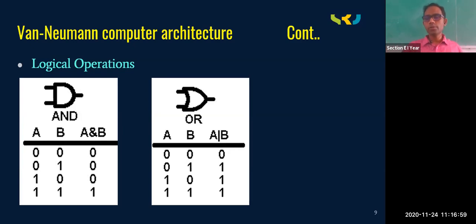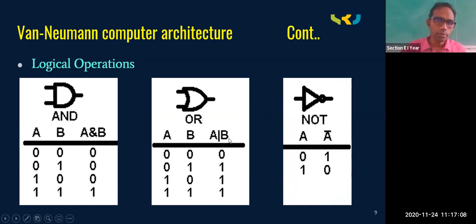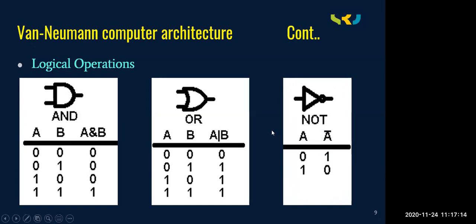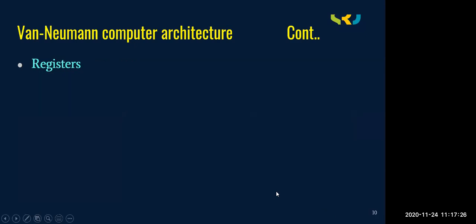Okay. Let us go to the NOT operation. NOT operation is equal to 1's complement. 0 becomes 1, 1 becomes 0. So this is regarding the three logical operators that we have. So this completes arithmetic and logical operations in the computer, that is the CPU, as per von Neumann architecture. Shall we go to the next slide? Yes, sir.